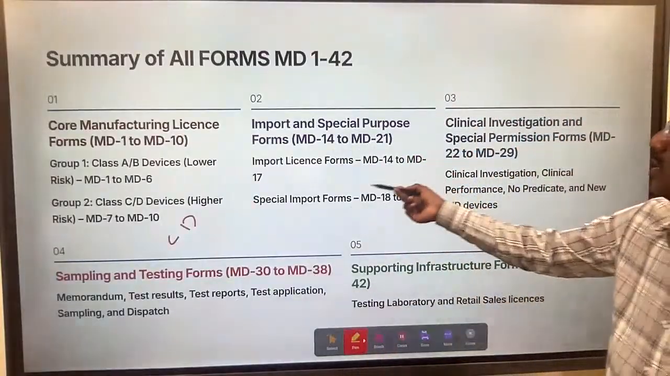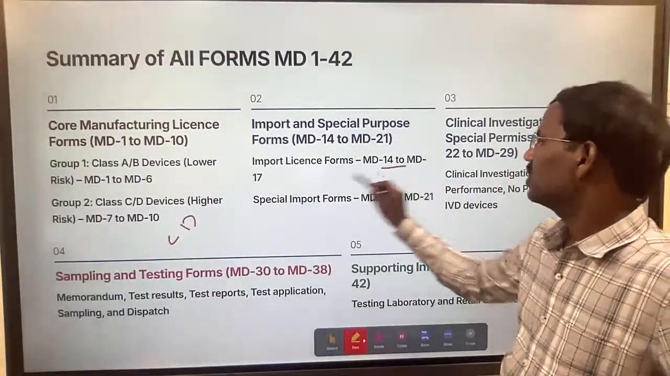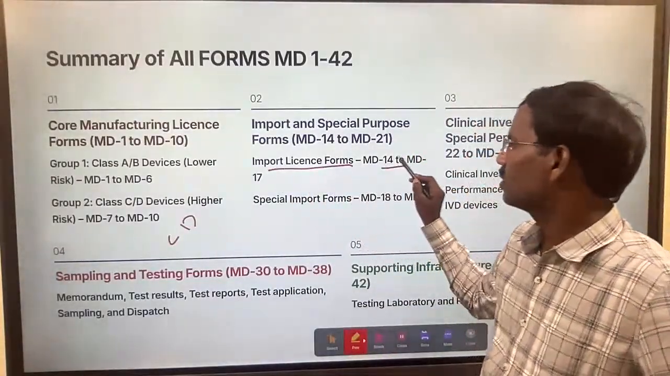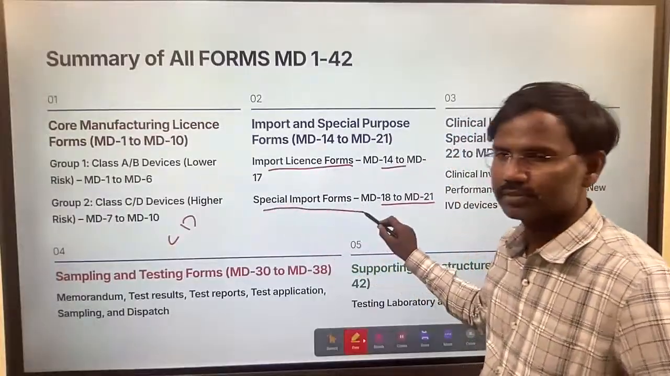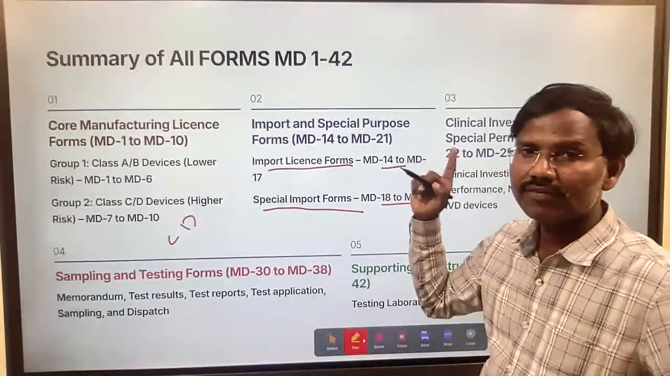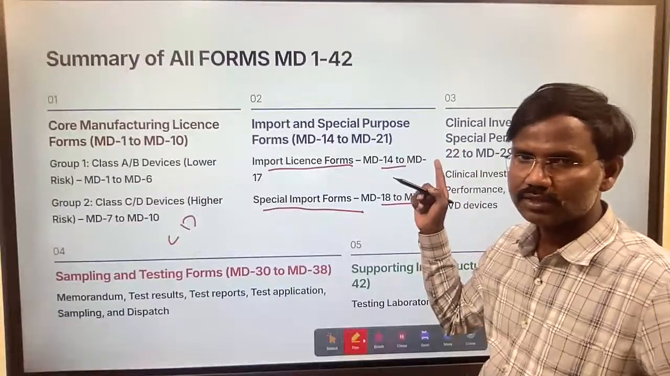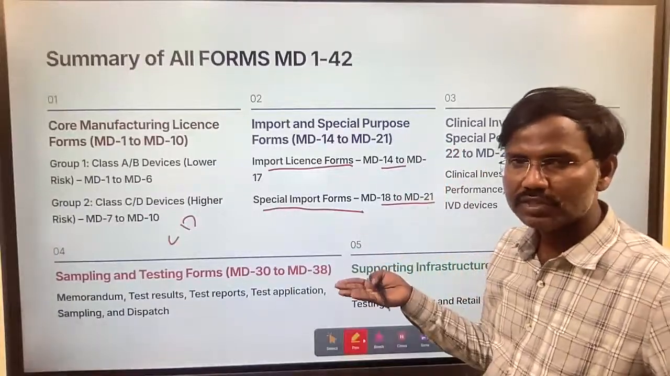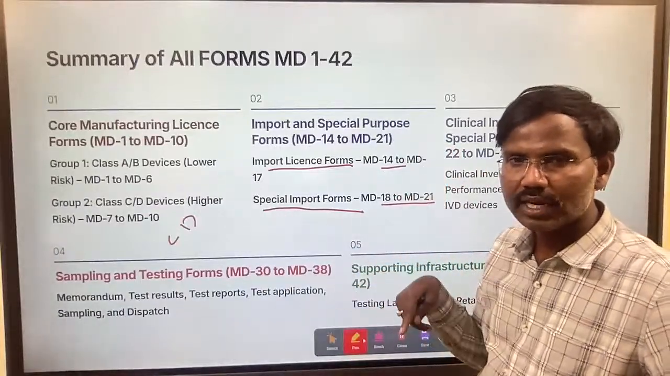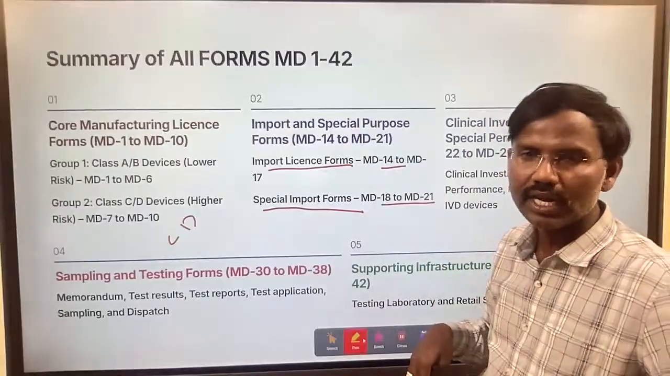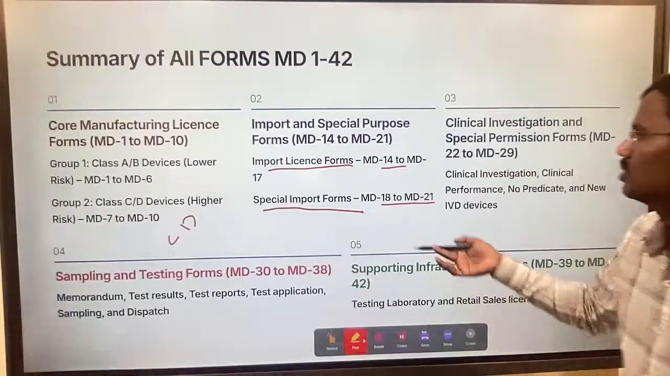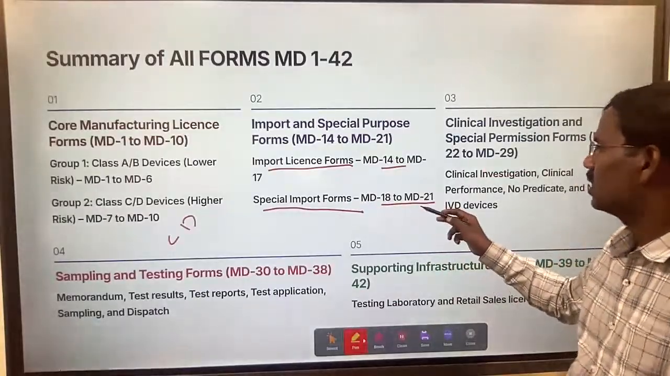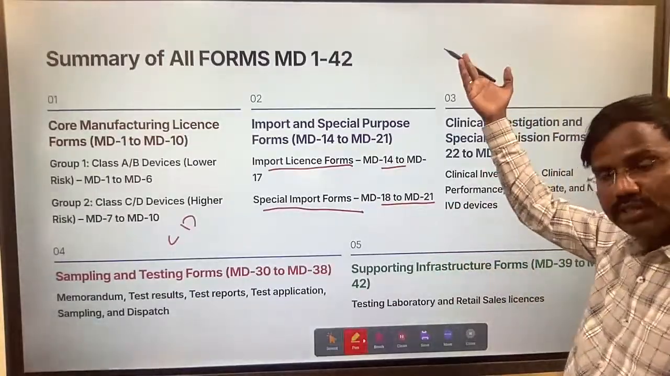Then 14 to 17 talks about import license forms, and 18 to 21 talks about special import forms. We have studied special import in the chapters. There are certain provisions for devices directly imported by hospitals, directly imported for personal use, and direct import by the companies. There are different categories, so that's how special import forms are there in the special import rules also.